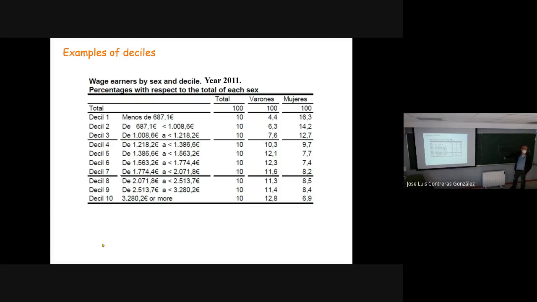Okay. This is in general for the population. If now you split it into women and men, you find that this is 4.4% for men and 16.3% for women. So I mean, if you count persons who earn less than 680.1 euros per month, you find that 4.4% of men and 16.3% of women earn that amount.